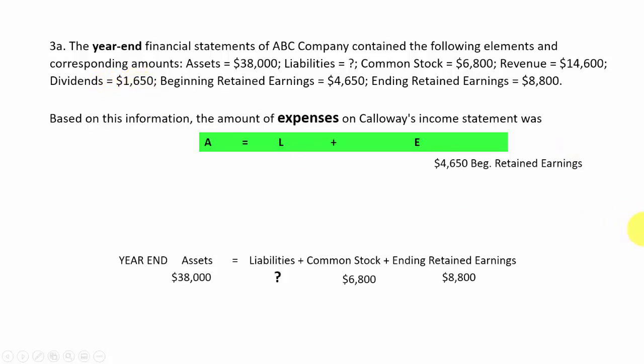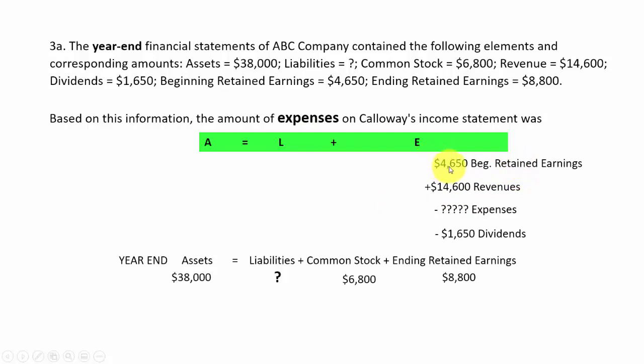So let's see what we got here. Like I said, net income is a product of revenues minus expenses. So from our beginning retained earnings, we added revenues during this year of $14.6. And what else? We want to know what expenses were, right? So that's the question mark that we're trying to figure out. And we also know that we paid out dividends of $16.50. So what I'm really trying to figure out is this.